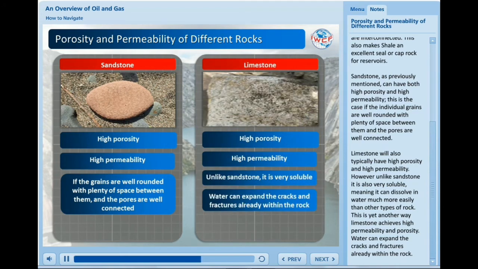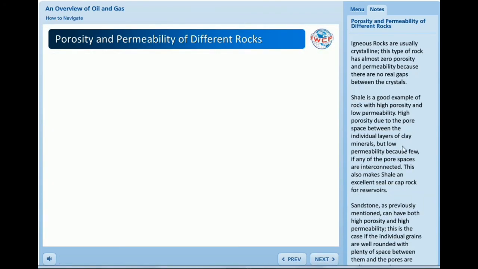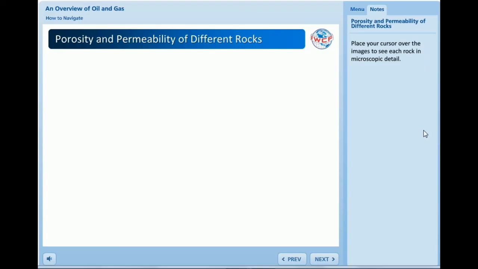Limestone will also typically have high porosity and high permeability. However, unlike sandstone, it is also very soluble, meaning it can dissolve in water much more easily than other types of rock. This is yet another way limestone achieves high permeability and porosity. Water can expand the cracks and fractures already within the rock. Place your cursor over the images to see each rock in microscopic detail.